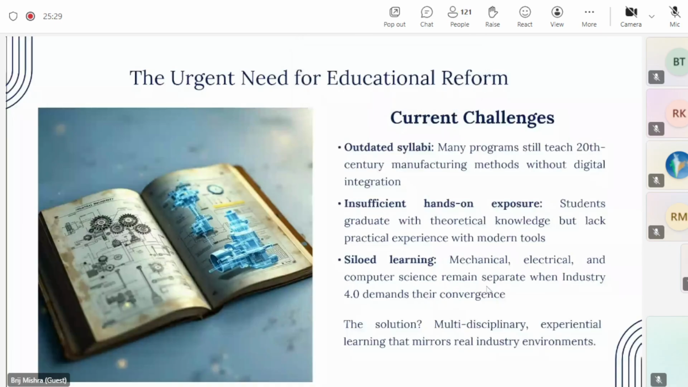So basically, the urgent need for educational reform is required in today's era. We have to understand what the current challenges are. As we were discussing, most of the time our syllabus is outdated. I can take a very simple example in my industry. I work in the IT industry, and I work day to day on the requirement of a skilled workforce in software and software related tools.